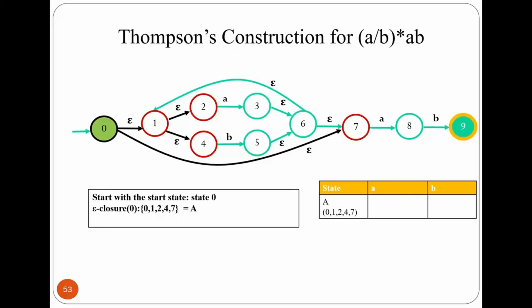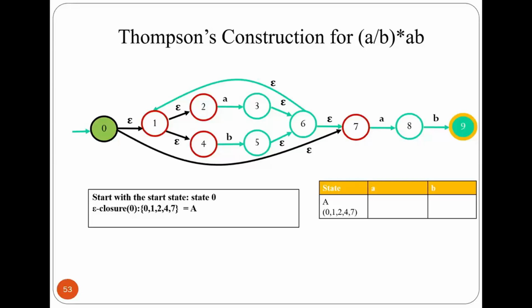If I say E closure of 0, that means all these states which I can traverse from state 0 without consuming any input. What is my input? Sigma. Sigma is AB. So that means corresponding to 0, all these states which can be covered only through epsilon. From 0, I can go to 1 and 7. So 1 and 7 have been included. From 1, I can go to 2 and 4. So 2 and 4 have been included. So E closure of 0 will include 5 states, that is 0 will itself be included, 0, 1, 2, 4 and 7. I name this as set capital A.